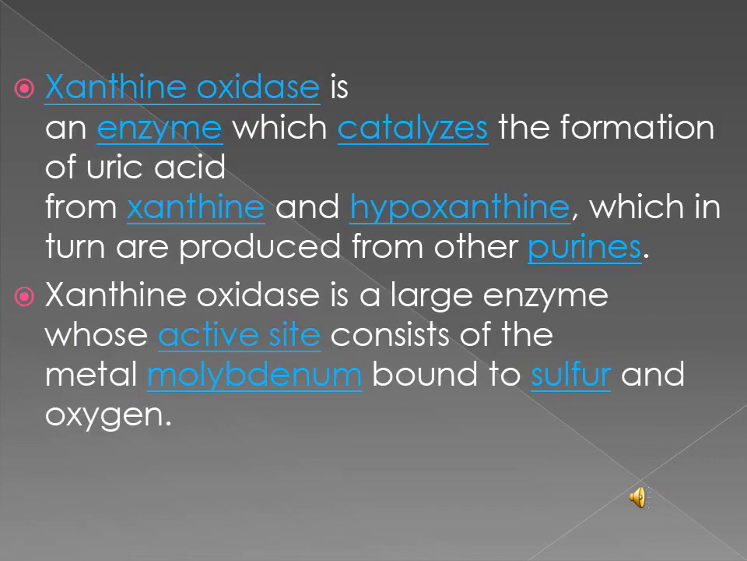Uric acid formation: the major enzyme participating in uric acid formation is xanthine oxidase. The reaction is that hypoxanthine is converted to xanthine, and xanthine is converted to uric acid with the help of the enzyme xanthine oxidase. Xanthine oxidase is a large enzyme whose active site consists of the metal molybdenum bound to sulfur and oxygen.